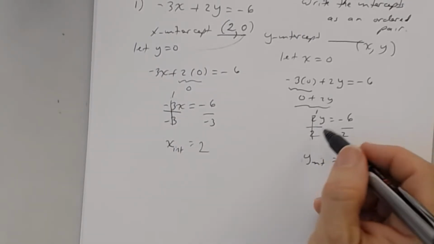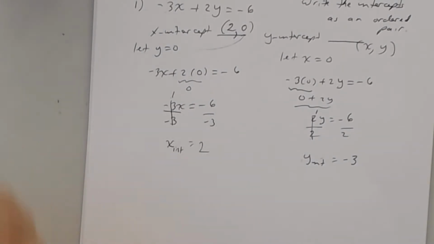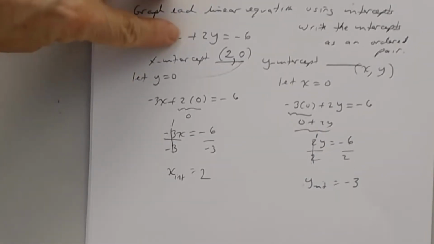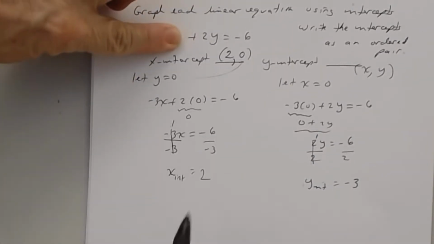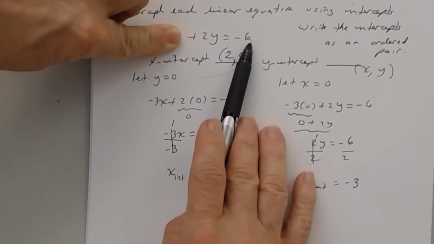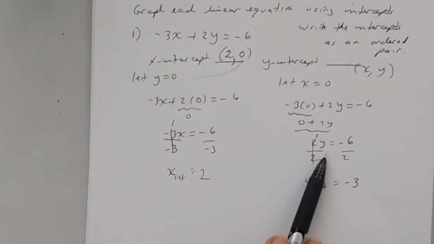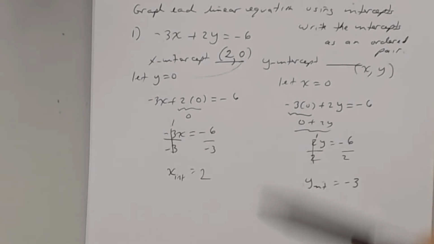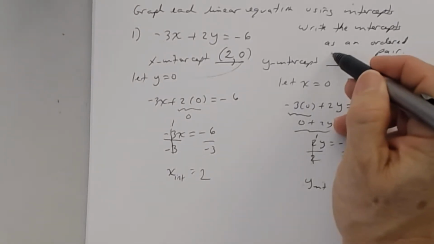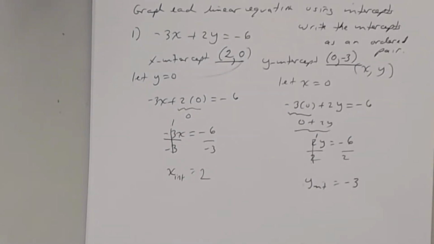Now, you didn't have to do all this work. If you know that x is 0, the term involving x is 0. So you cover it up and ask yourself, what equation do you see? Well, I see 2y equal negative 6. Then you divide by the coefficient and you're done. But as an ordered pair, how do you write this? 0 comma negative 3. All right, and so then you plot those 2 points.